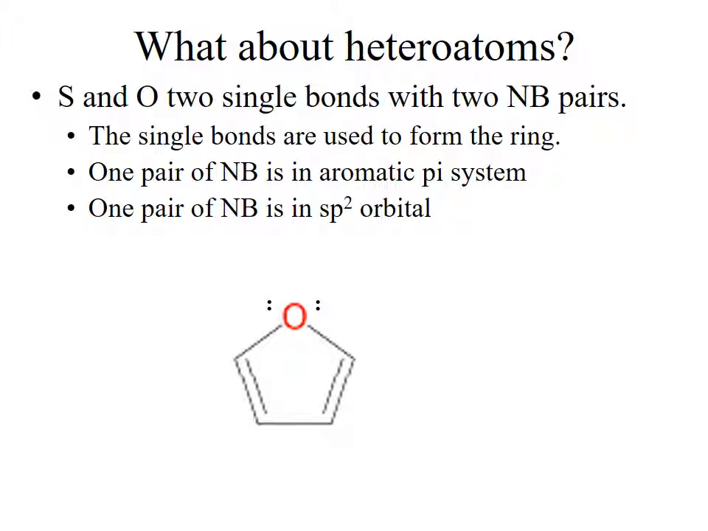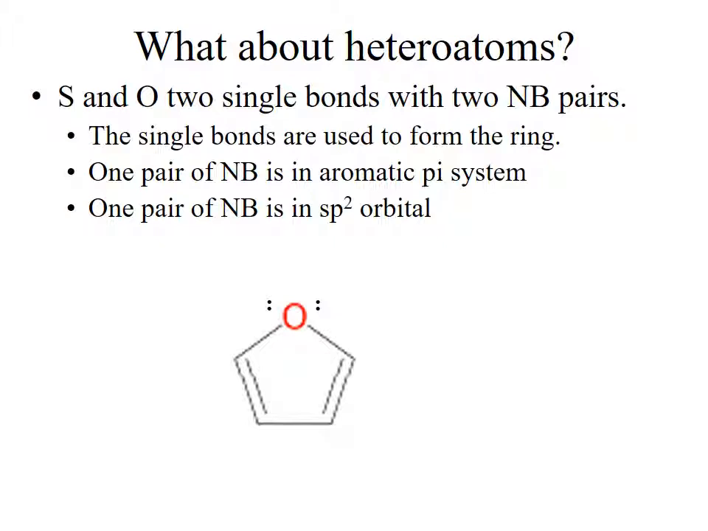Well, let's look at sulfur and oxygen. They're in the same column in the periodic table. Let's look at those first. Sulfur and oxygen have 6 electrons. As a result, they have 2 single bonds and 2 non-bonding pairs in every Lewis dot structure.